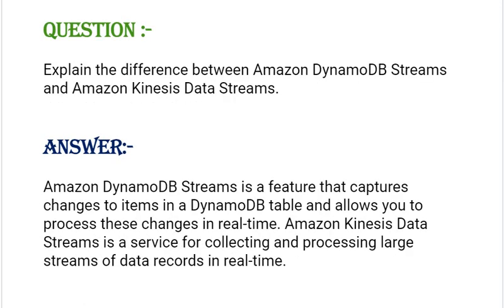Our next interview question is, explain the difference between Amazon DynamoDB Streams and Amazon Kinesis Data Streams. Your answer should be: Amazon DynamoDB Streams is a feature that captures changes to items in a DynamoDB table and allows you to process these changes in real time. Amazon Kinesis Data Streams is a service for collecting and processing large streams of data records in real time.